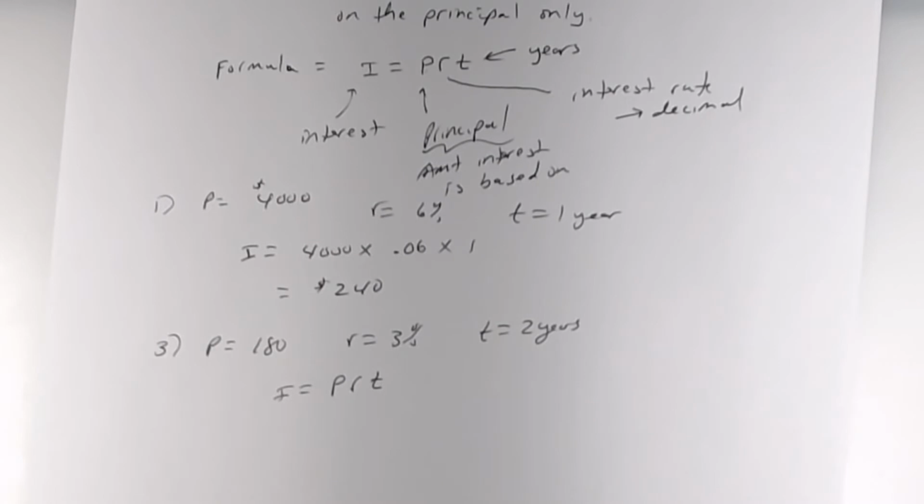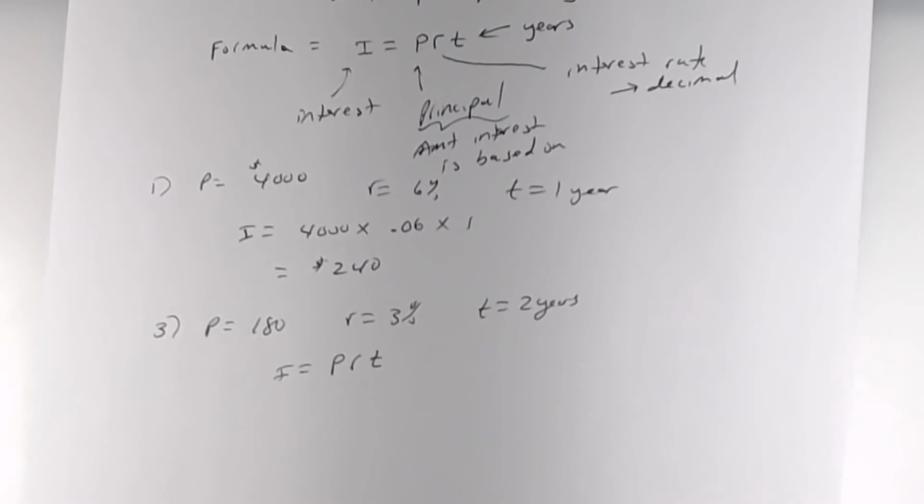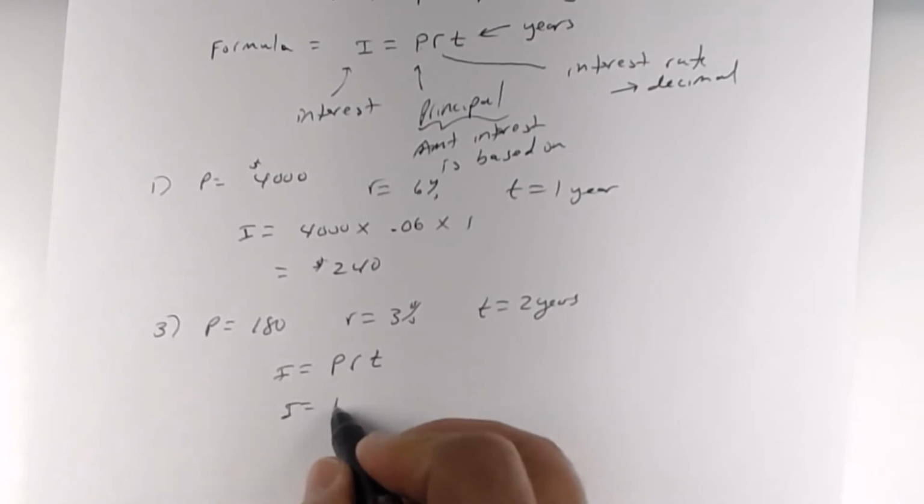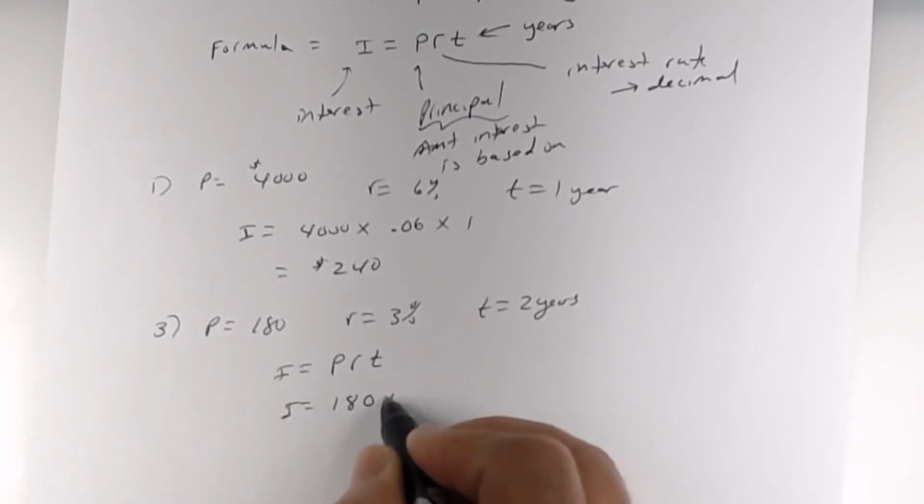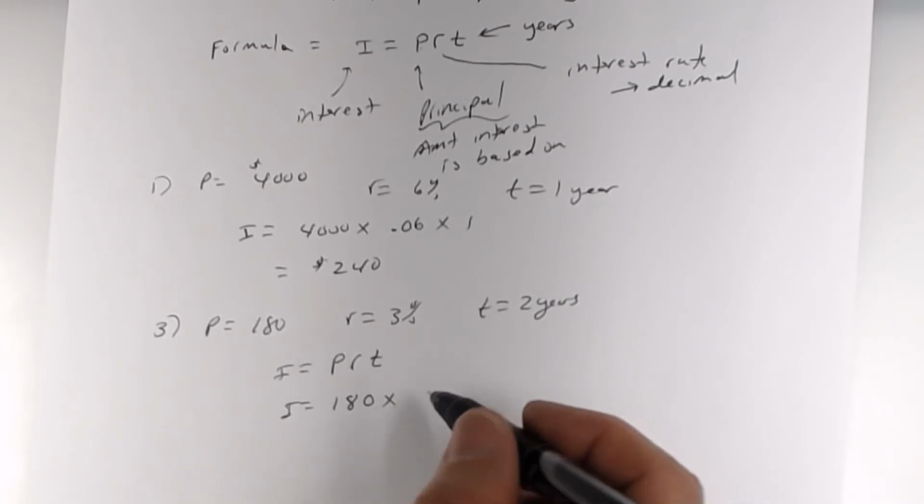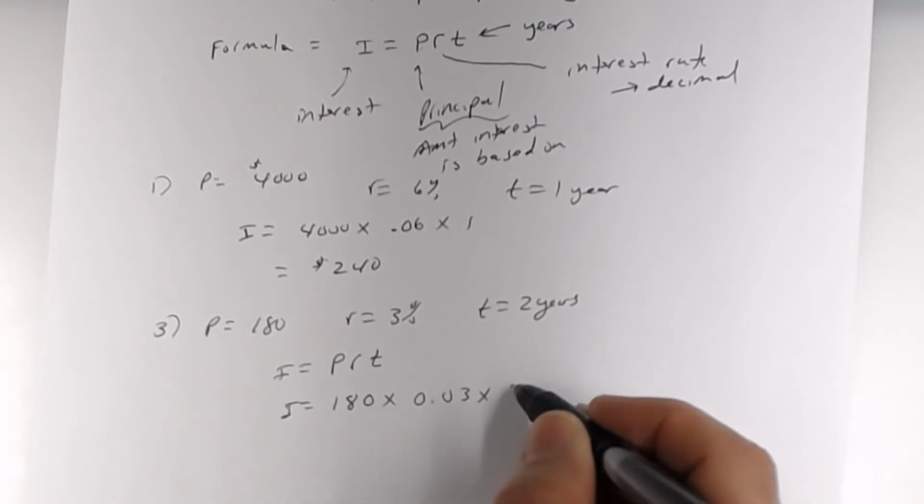Come on, guys, what's the formula? I equals PRT, right? Principal times rate times time. That's your simple interest formula. So I equals the principal. What's the principal? 180 times the rate. What's the rate as a decimal? So what's 3% as a decimal? 0.03. And then time is 2.